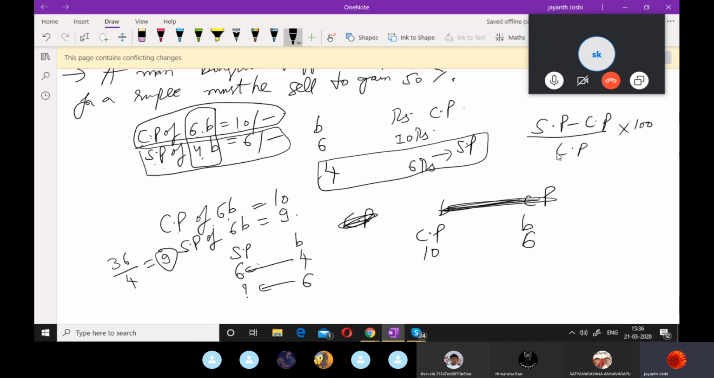What is my SP of 6 bananas? 9. What is my CP of 6 bananas? 10. My SP is less than my CP, so I am definitely at a loss. So it is minus 1 by 10 into 100. Cancel here, minus 1 into 10 is 10% loss. Got it.